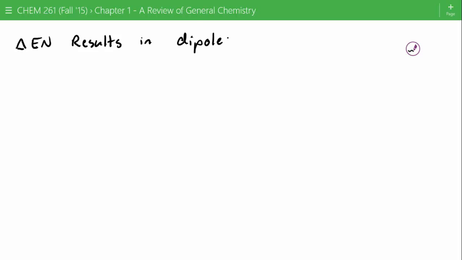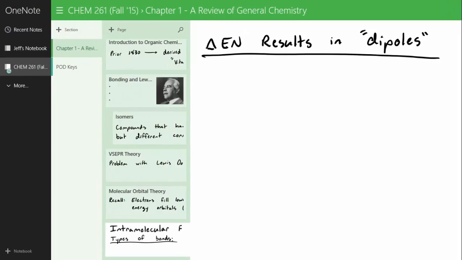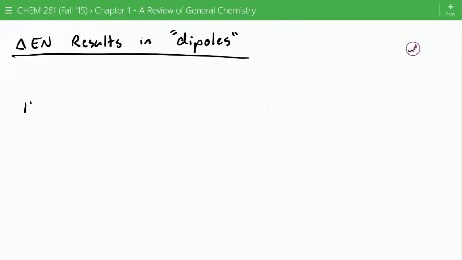A difference in electronegativity results in something called a dipole. So let's take a look at the example that I just had. You don't even need to know the exact values to be able to predict a dipole. So in this case, what's the most electronegative atom in this molecule? Oxygen. So it's going to be the electron hog. It's going to be the one tugging on electrons.